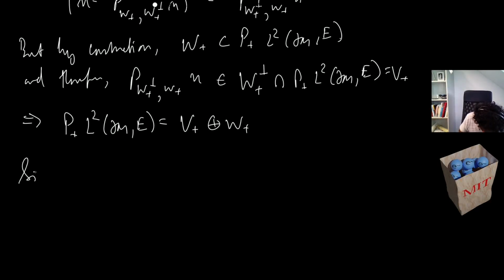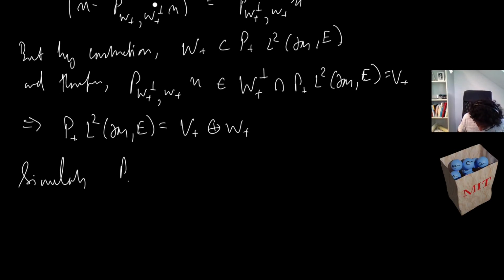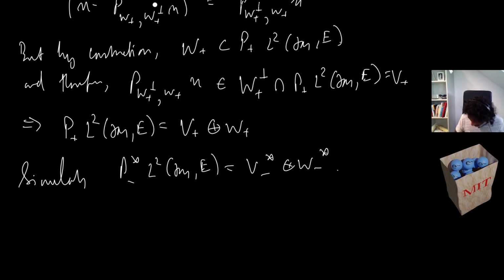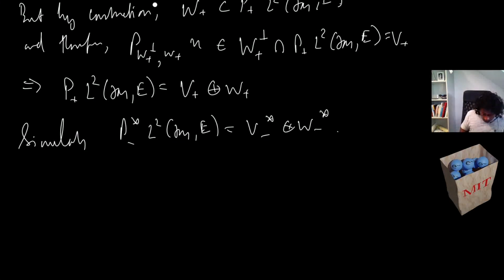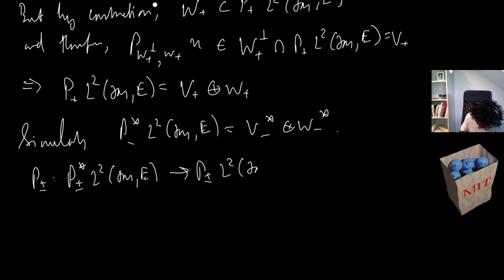And similarly we get it for the others, right? P minus star L2 ∂ME is equal to V minus star plus W minus star. Now, to get the remaining spaces, it suffices to note that P plus minus L2 ∂ME to P plus minus L2 ∂ME are isomorphisms.